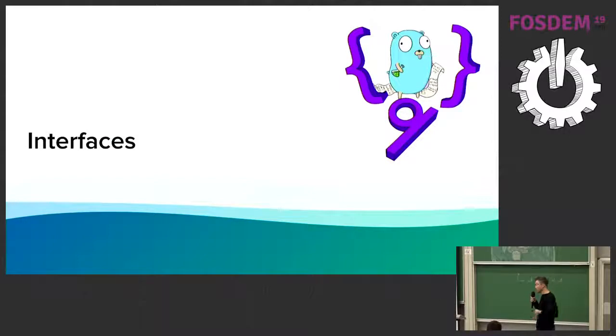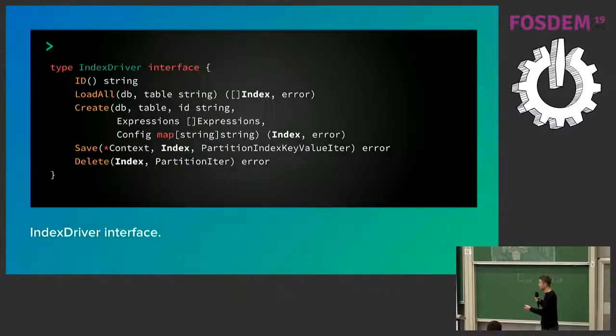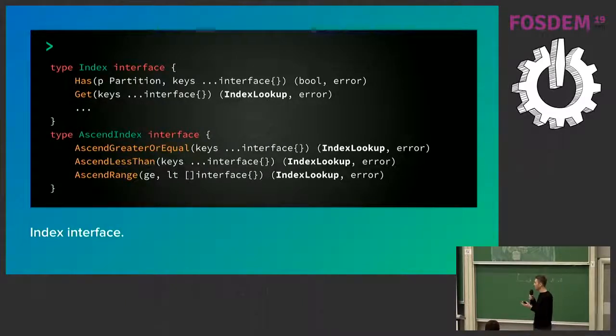So how was it done? I mentioned that we have Pilosa and Pilosa lib drivers, but it's also possible to implement your own index driver, because everything we did was through interfaces. First of all, you have an index driver interface, which has these basic functions which let you create, load, save, and delete an index. And this function returns the index interface, which basically has two main functions, has and get, which can answer your question, do I have this value? And if I have the value, you can get the value. To get the value, we call the function get.